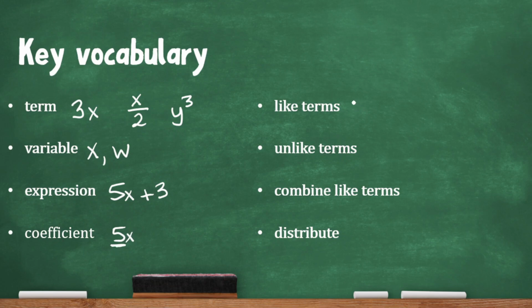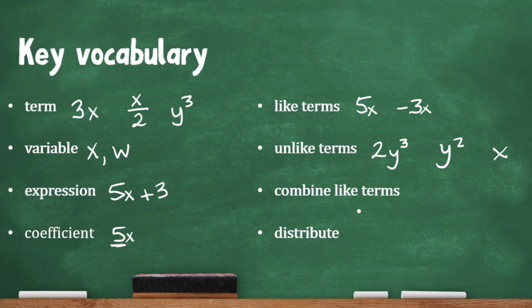Like terms are terms that have the same variable with the same exponent. So for example, 5x and negative 3x are like terms. Unlike terms don't have the same variable or they have different exponents. For example, 2y to the third and y squared are not like terms. X is also not a like term with any of those.